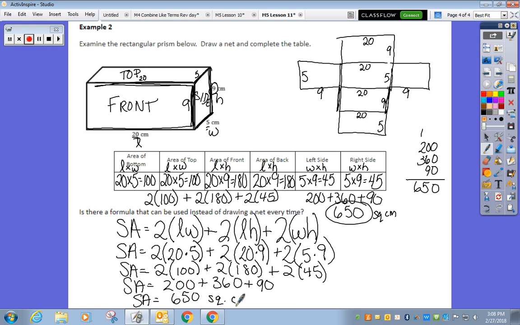Okay, so this is the formula you can use for the surface area of a rectangular prism. Again, you're doing 2 times length times width, plus 2 times length times height, plus 2 times width times height.